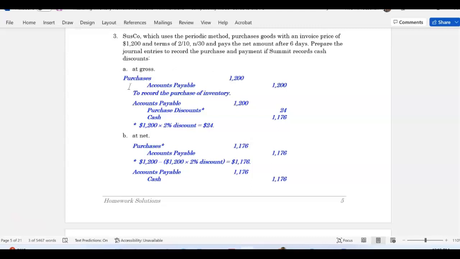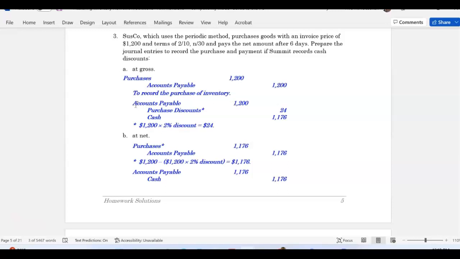Okay, so add gross. If we want to do gross, this is how we do it. There's a gross method and net method in accounting. So some accountants, they use gross method. Some accountants, they use net method. Either way is fine. So just let's learn it. If you like to do gross method, then you record the gross amount, which is the total amount of $1,200. So purchase, $1,200 will be debited to record the inventory that you purchased. And accounts payable will be credited to record the liability.